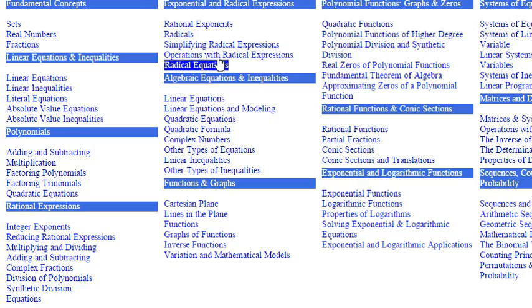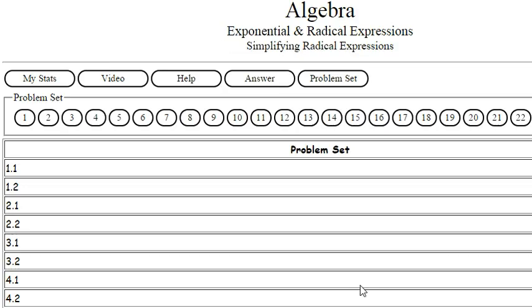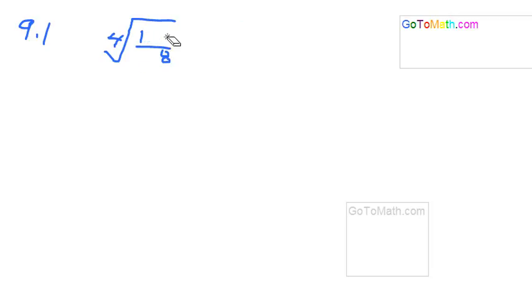And we're at gotomath.com, simplifying radical expressions, and I believe we're looking at 9.1. So we have the fourth root of 16 over x to the 8th power. And let's rewrite this. The fourth root of 16 over, we'll write it a little bigger.